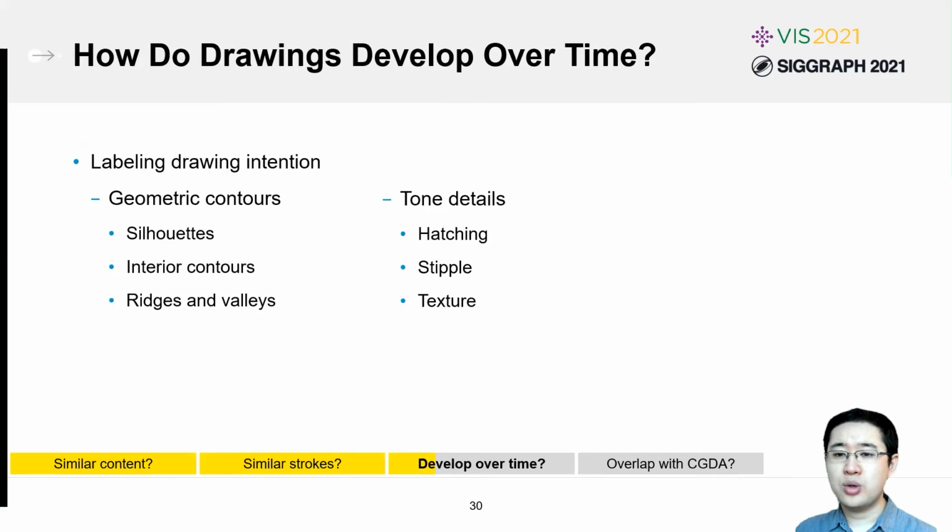We manually labeled over 14,000 strokes in all tracings and freehand drawings for 10 prompts. We used two main categories, geometric contours and tone details. Geometric contours are further divided into silhouettes, interior contours, ridges, and valleys. Tone details are further divided into hatching, stipple, and texture.